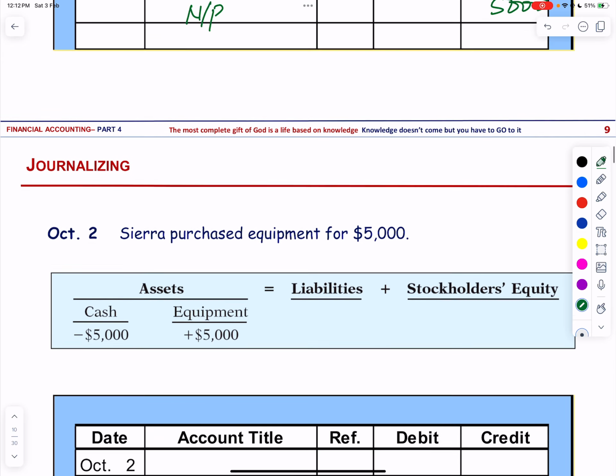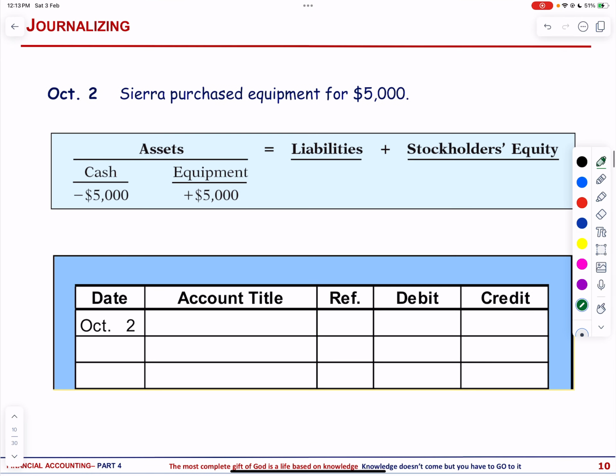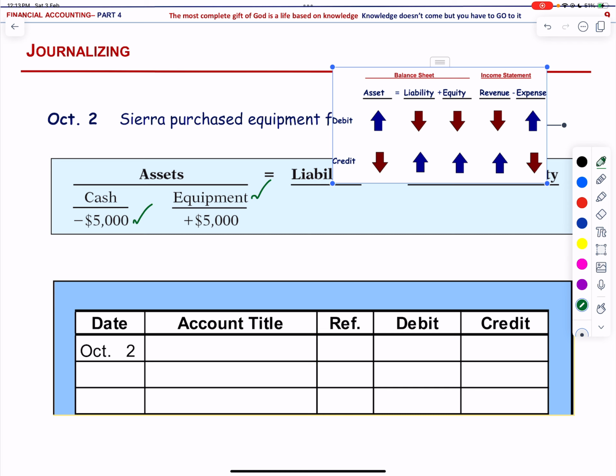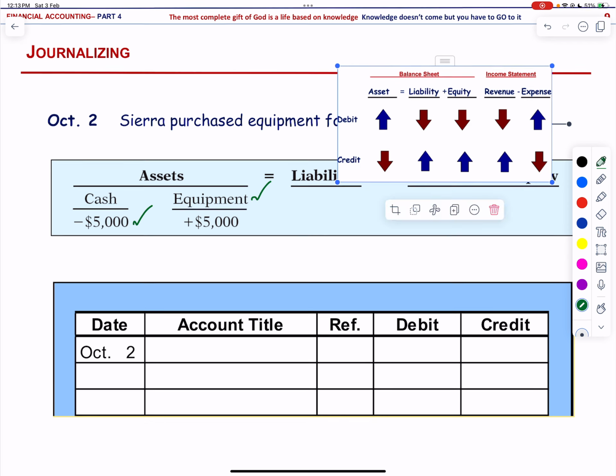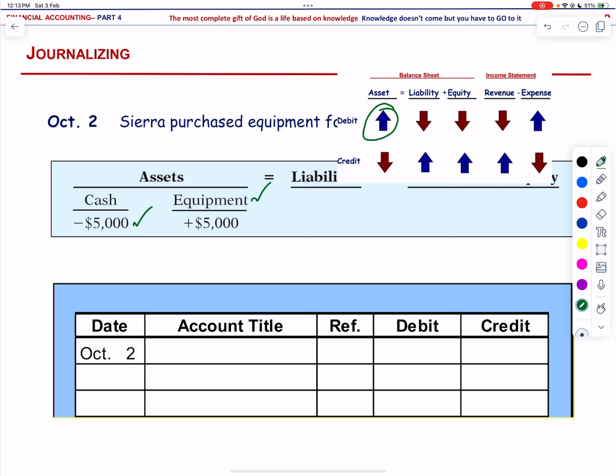We move on to the next transaction. Sarah purchased equipment for 5,000. So equipment is an asset that is increasing. Cash is an asset and cash is decreasing. So once again, you can see that increase in asset is debit, and decrease in asset is credit. Don't forget, we first record the debit. So equipment is going to be debit by 5,000 amount. The amount has to be in the debit column, and cash will be credit by 5,000, and the amount will be in the credit column.